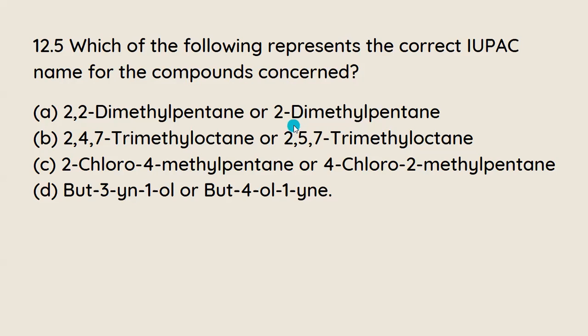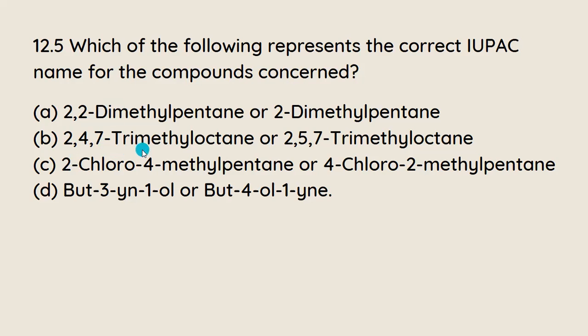Obviously, if you have two methyl groups present at the second position, they are not denoted as 2-dimethyl pentane, but as 2,2-dimethyl pentane. If it was in the first carbon, it would have been 1,1. Basically, the number should be mentioned twice. If they were in two different positions, obviously we'd mention those numbers. So the same thing follows.